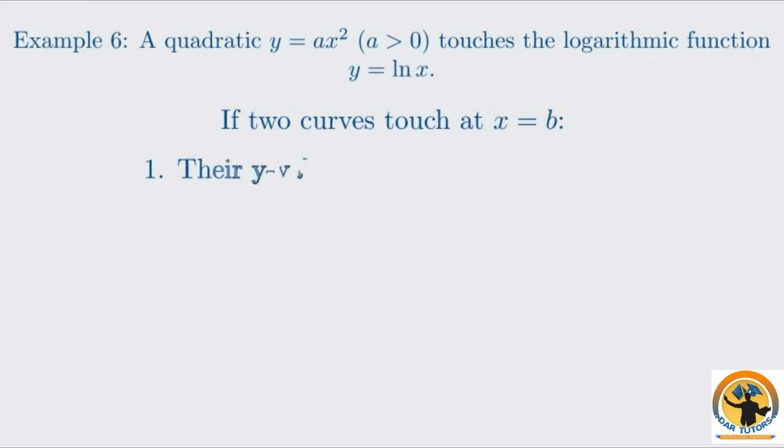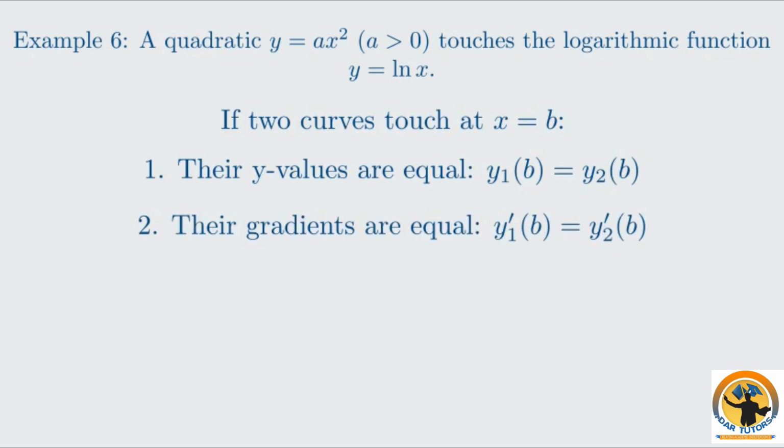First, the y values of the two curves must be equal at the point of contact. Second, the gradients of the two curves must be equal at the point of contact. Let's call the x-coordinate of the point of contact b. From the first condition, a times b squared must equal ln b.